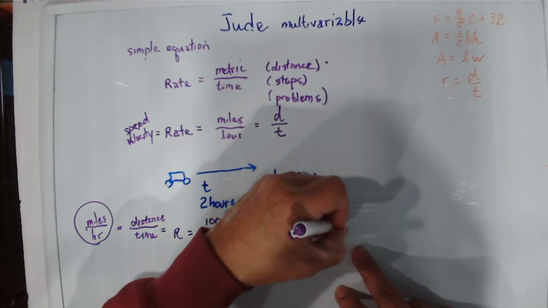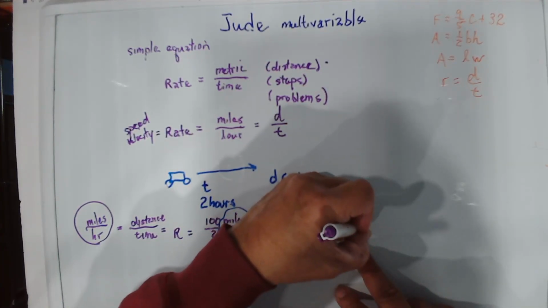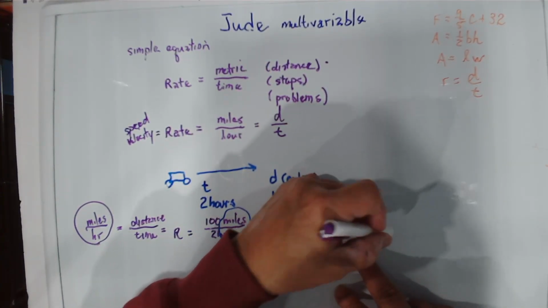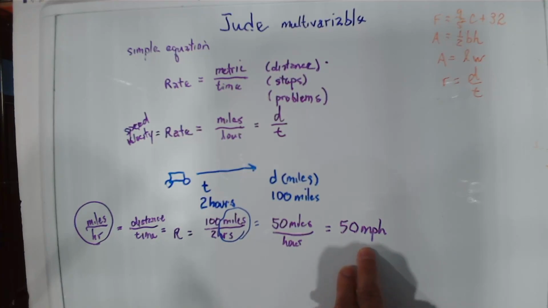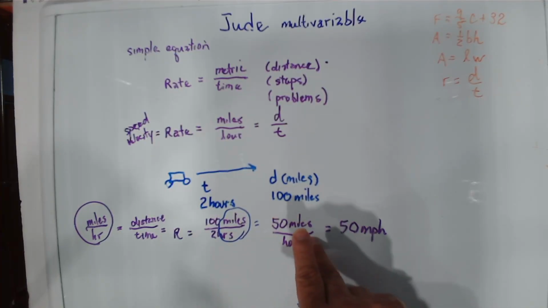Distance is in miles, 100 miles, over time, which is in hours, 2 hours. So here are the units we're looking for: miles per hour, and as you can see, we got the right units. We like to write that as 50 mph. That's why whenever they talk about the speed of cars and how fast they're going, they use the abbreviation mph, which means miles per hour.